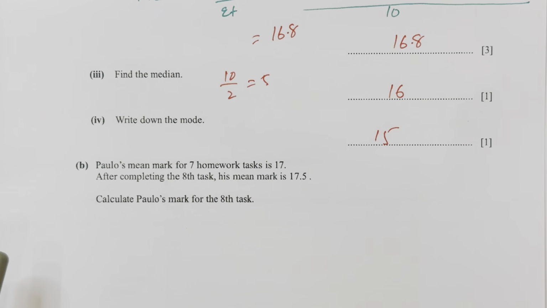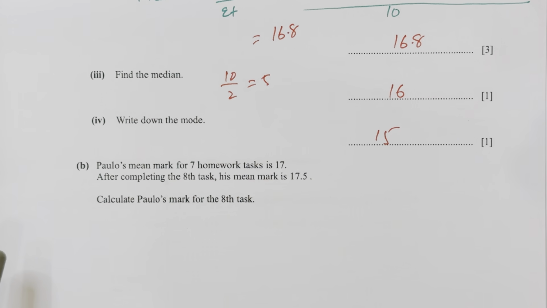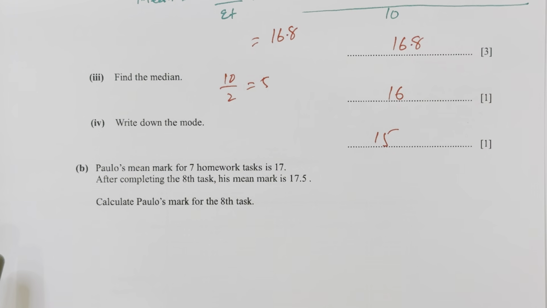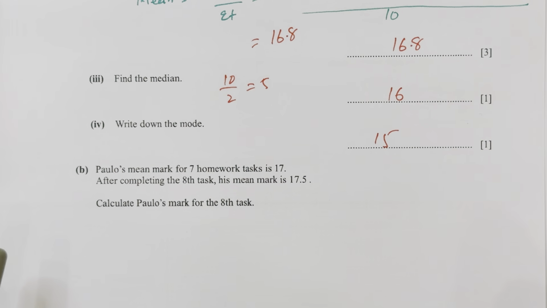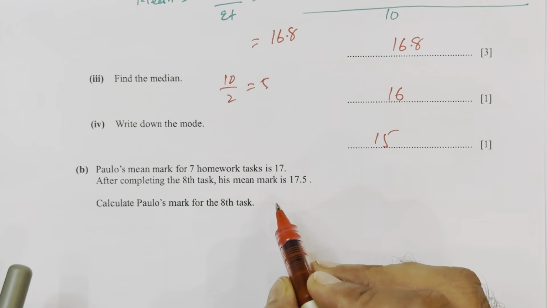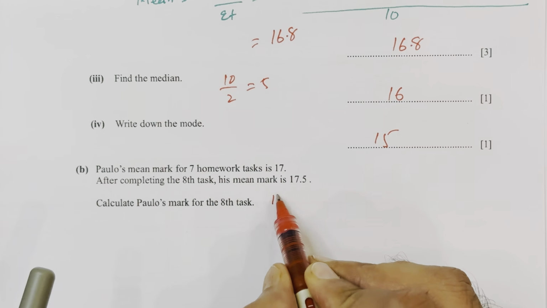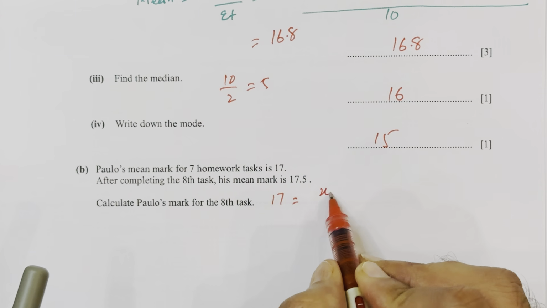Moving to next part, Paul's mean mark for 7 homework tasks is 17. So we're gonna write this means 17 is x over 7.